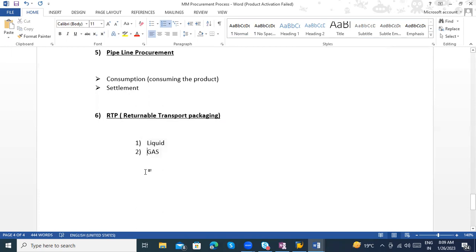So in this process, what we are discussing here is, when we order the product, the product cost is very low, but the container cost is very high. Suppose there are some oxygen cylinders. The cost of the oxygen might be like $50 or something, but the cylinder cost will be like $150 to $200. So the container cost is too expensive.